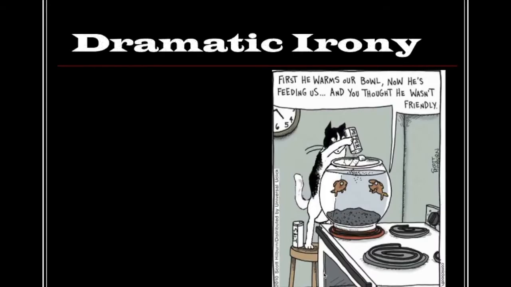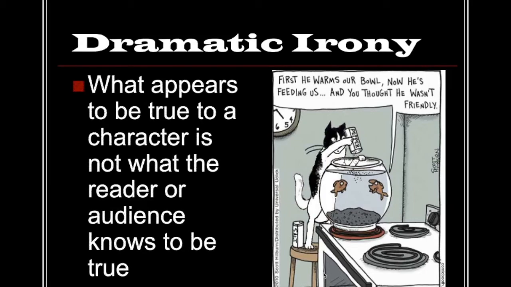Dramatic irony. Let's talk about dramatic irony. And here I have what I think is a good example of dramatic irony. This is when what appears to be true to a character is not what the reader or audience knows to be true. And so you can see here in the cartoon that I put, you've got this cat putting some pepper into a bowl, and the fish bowl is on the stove. And one of the fish says to the other, "First he warms our bowl, now he's feeding us, and you thought he wasn't friendly." Obviously that fish thinks that the cat is friendly, but you, the reader, know that cats normally eat fish.